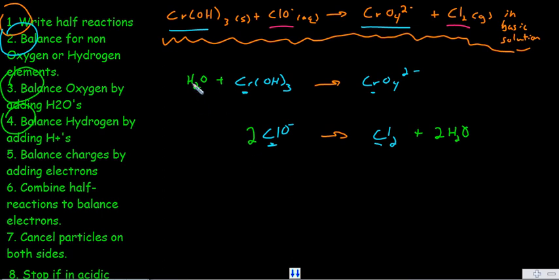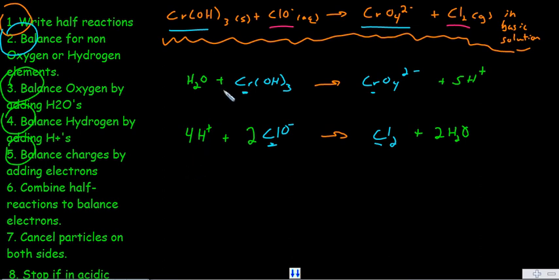Step number 4, balance hydrogen by adding protons. So up here we have 2 plus 3 hydrogens. We have 5 hydrogens on the left and 0 on the right. We'll add 5 H pluses, protons. And on the bottom, we have 4 hydrogens on the right and none on the left, so we'll add 4 protons on the left. Step number 5, balance charges by adding electrons.